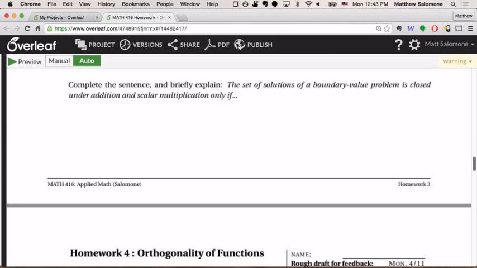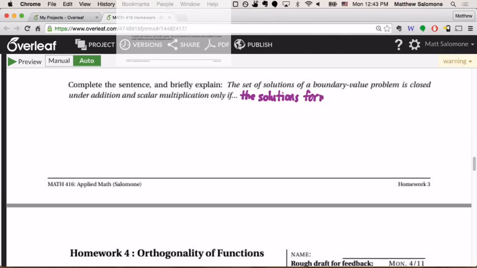The majority answer that you submitted to complete this sentence was that the set of solutions of a boundary value problem is closed under addition and scalar multiplication only if, what did most of you write? I suppose you're only looking at your own paper, so I have to answer that question. What most of you wrote was something like, only if the solutions form a vector space or a subspace. And that is a very true statement, not the statement I'm looking for.